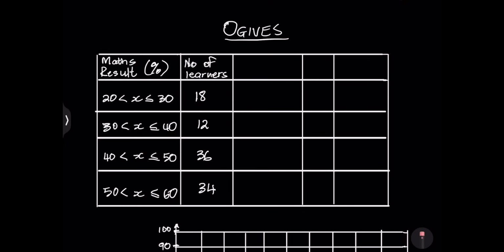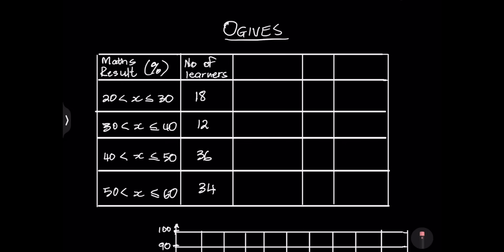All right, now let's talk about ogives, whatever it is that you want to call it. In this case, we are looking at univariate data. And what we want to do is, first of all, to draw the cumulative distribution curve, otherwise called the ogive.